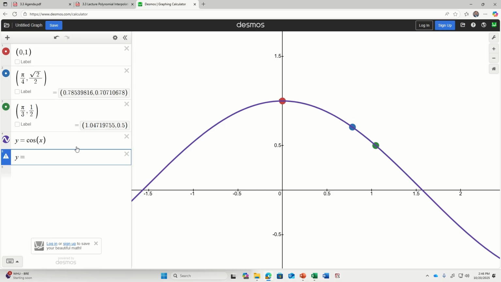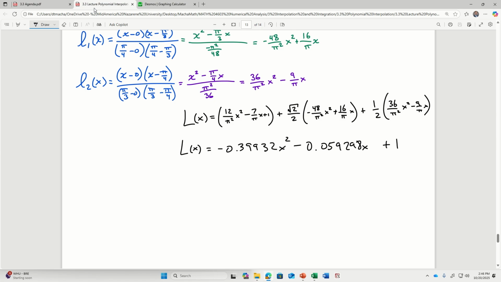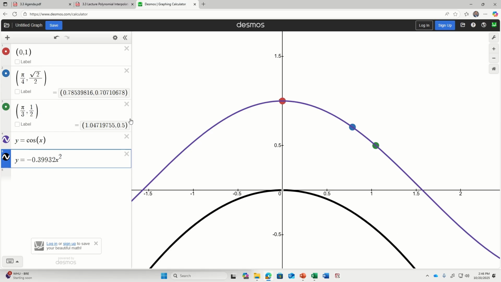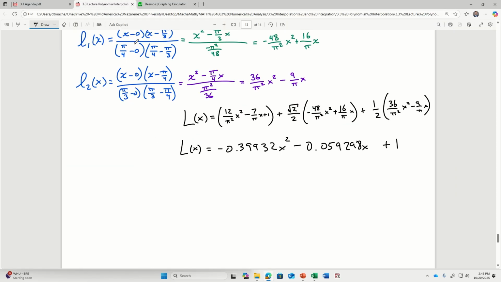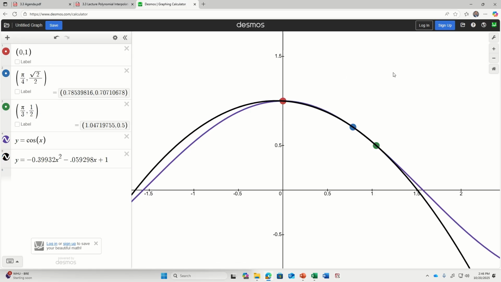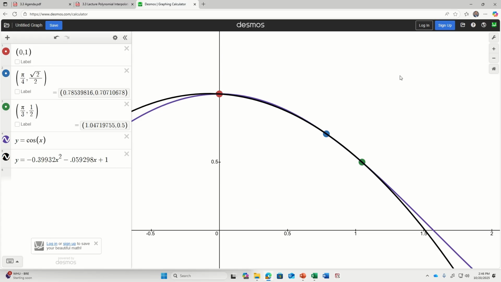But what I'm really interested in is, what about negative 0.39932 x squared minus 0.059298 x plus 1. Aha. So we did it. You know you got the right answer when your interpolating polynomial does pass through the 3 points you tried to interpolate.